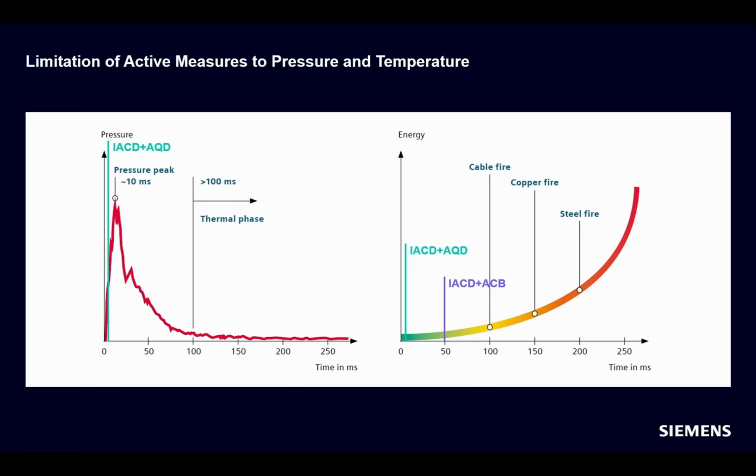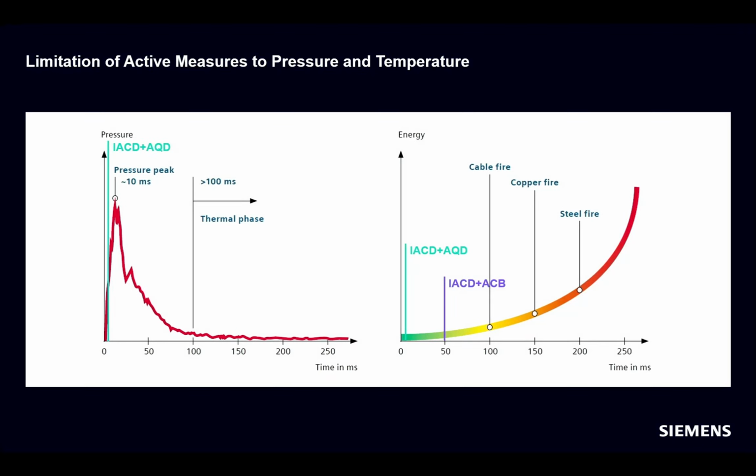That means normally you have a radial system, and that's important for protection.